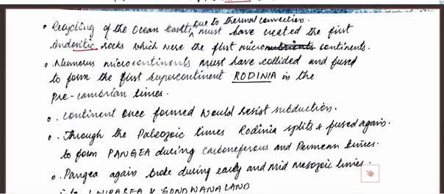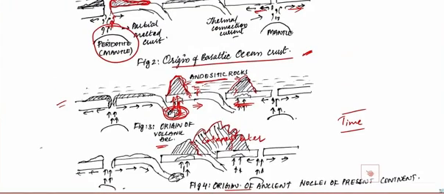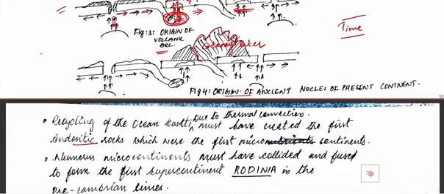So the recycling of the ocean basalt due to the thermal convection must have created the first andesite rock, which I have explained there. First andesite rock, due to recycling, and see here, this is the recycling process. Due to the melting of this subducted plate, formation of andesite rocks takes place. This is due to volcanic activity.